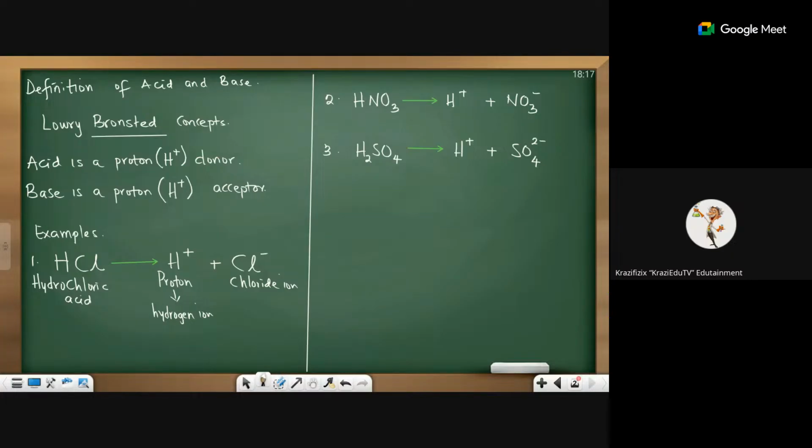Going to write so many examples for you to see. Oh, I want to write the name, because we need to know the name. This is nitric acid. This is sulfuric acid. Number 4, let's look at this. H2CO3. This is called carbonic acid. Again, it's going to donate its hydrogen ion.